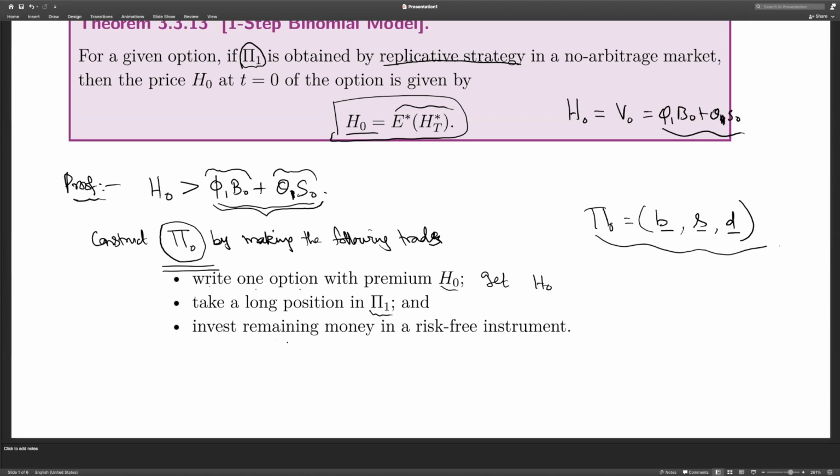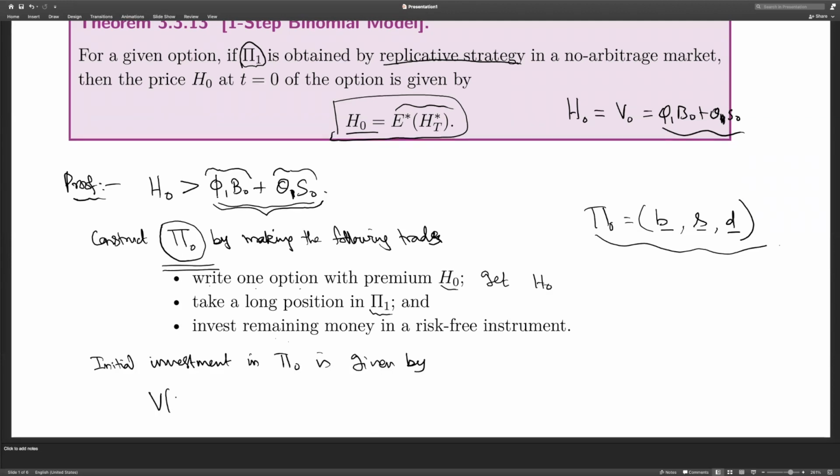You then invest the remaining money in a risk-free asset. So the initial investment into pi naught is given by V of pi naught of 0. You are writing one option, therefore it is minus 1 into H naught plus 1 into phi 1 B naught plus theta 1 S naught. And the remaining money is: you got H naught, and from that you spent phi 1 B naught plus theta 1 S naught.